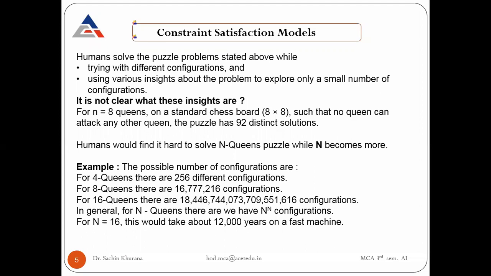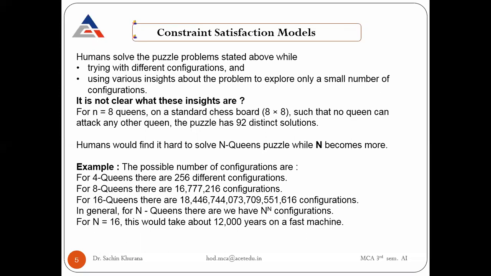We are only considering over here the number of different ways we can keep these 8 queens on an 8 into 8 chessboard. This is only this configuration. Similarly, for 4 queens also there are 256 different configurations. For 16 queens there are a very large number of configurations. So in general, for n queens we have n raised to the power n configurations.